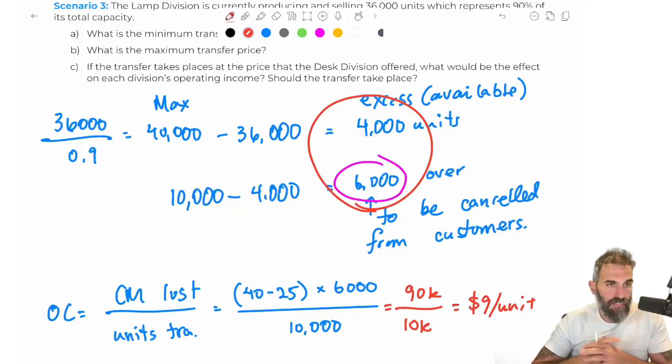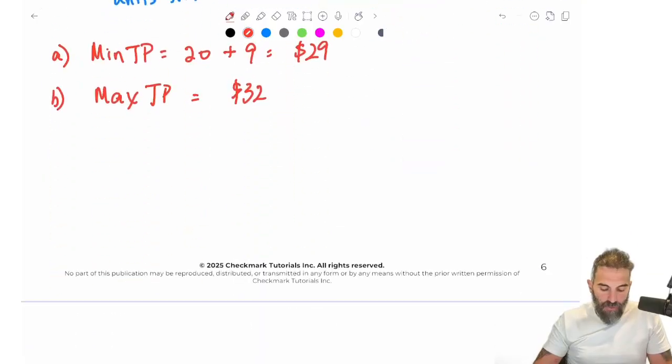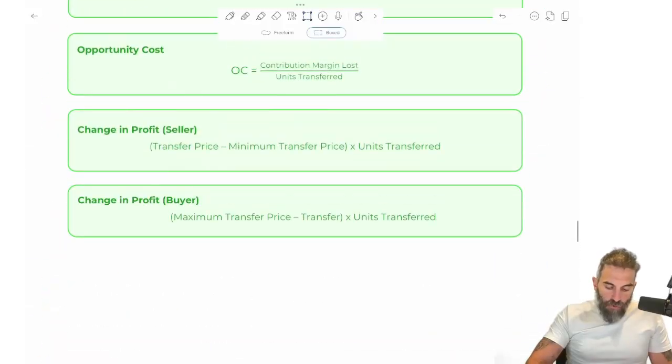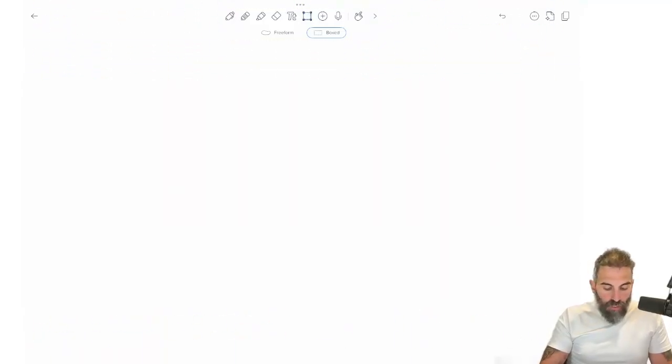So now the last bit. Question C says, if the transfer takes place at the price that the desk division offered, they offered $30, right? If you go back to the case. What would be the effect on each division's operating income, and should the transfer take place? So I'm going to use the formulas, but I'm also going to explain the logic to you. And I think with the logic, it'll also just help in memorizing them.